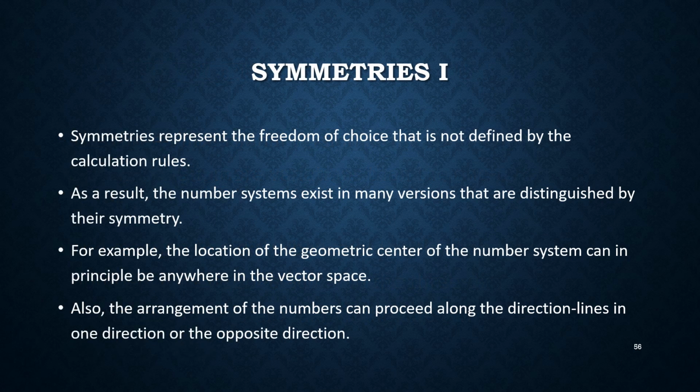Symmetries represent the freedom of choice that is not defined by the calculation rules. As a result, the number systems exist in many versions that are distinguished by their symmetry. For example, the location of the geometric center of the number system can in principle be anywhere in the vector space. Also, the arrangement of the numbers can proceed along the direction lines in one direction or the opposite direction.